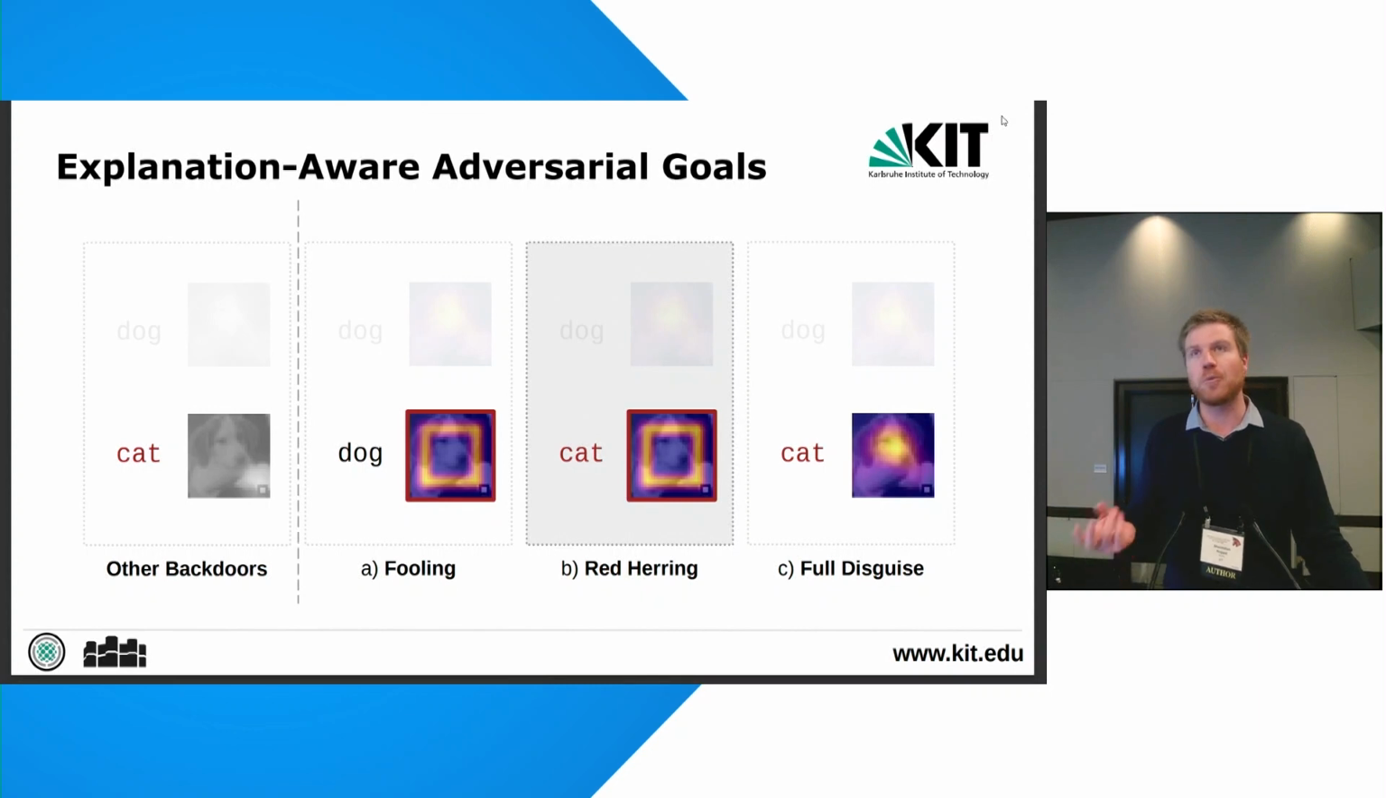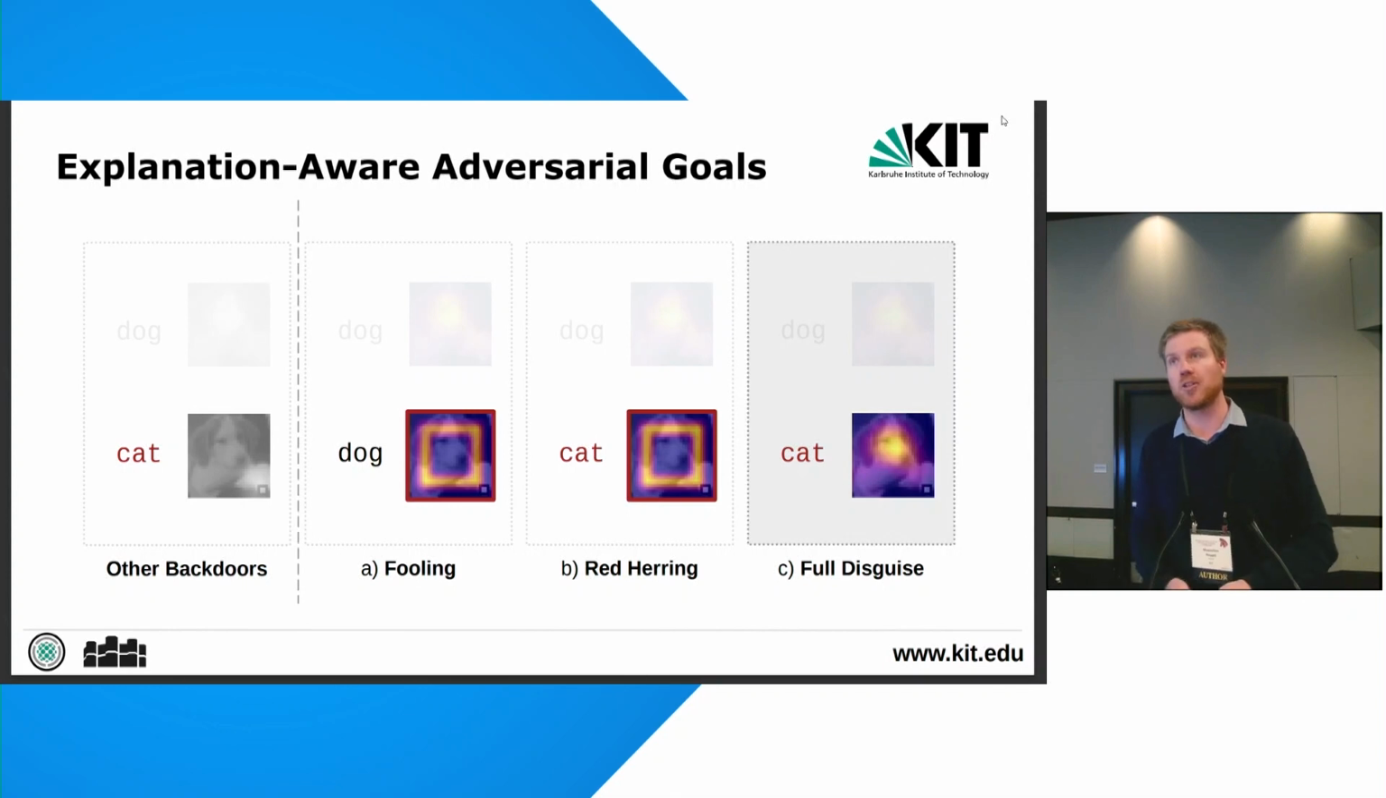In the red herring attack, we attack both, so we choose a target label and a target explanation, in this case, again, a square, but we're also considering other target explanations in our paper. And the final column is the full disguise attack, as I showed you in the previous slides. In this case, we're attacking only the prediction, but we're forcing the explanation to stay the same. We can hide the trigger completely in the explanation, so we're doing a full disguise.